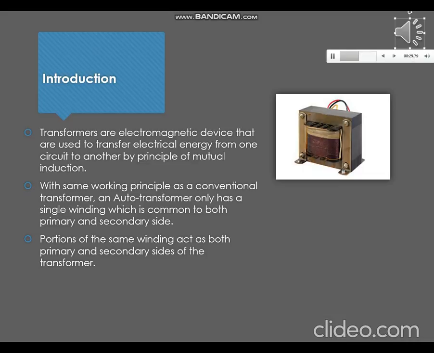Just like a normal transformer, this can also act as a step up and step down transformer. They are certainly lighter, and this makes them cheaper and smaller in comparison with other conventional transformers. So this transformer is basically used to change the voltage levels by a small amount in a power system. Further, we will look into the principle of operation of this transformer.